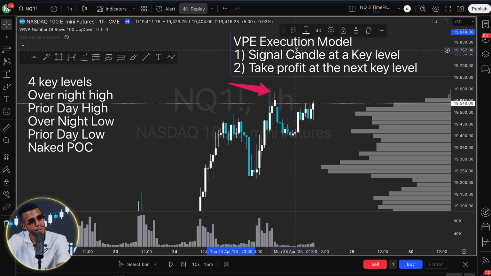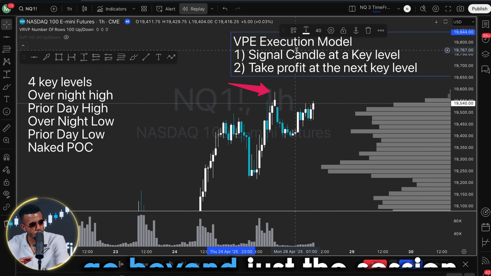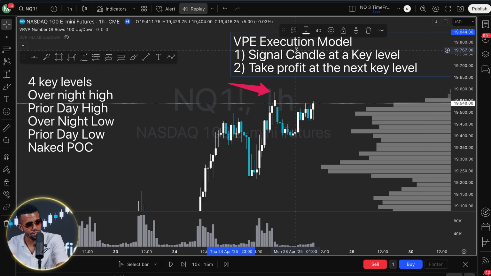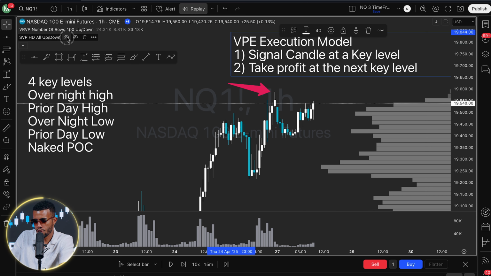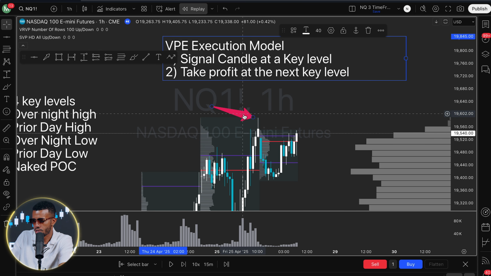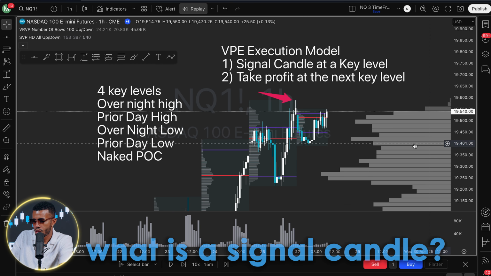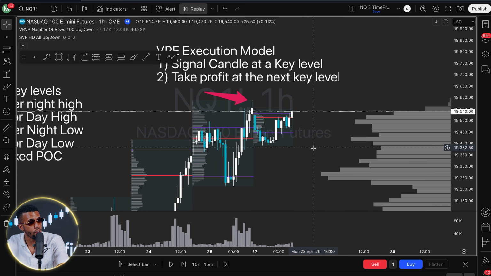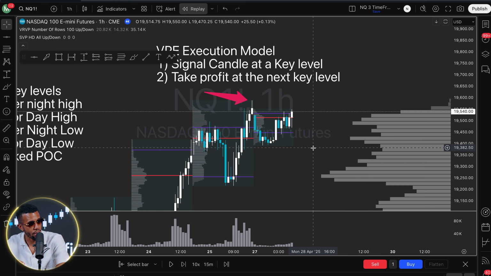If you trade on higher time frames, those key levels go beyond just the session and they go more to like the daily highs and lows. But this is how it works. So let's add on our session volume profile here. And the next question that you should be asking me is, okay, Forrest, what is a signal candle? A signal candle is a high volume shooting star or hammer candle in the direction that you want the market to go. Again, it has to be at a key level.